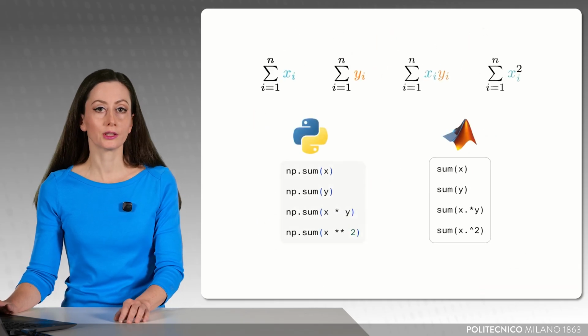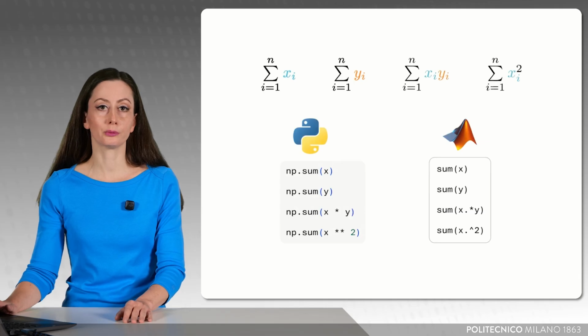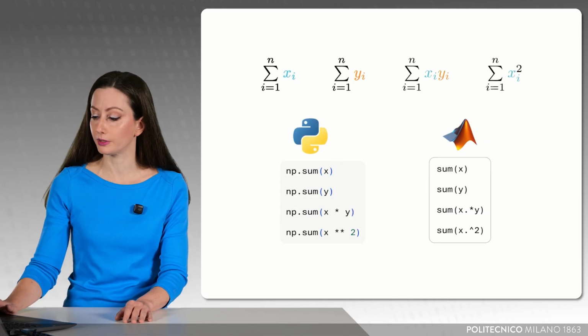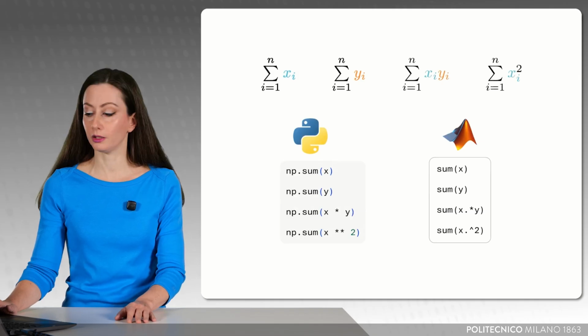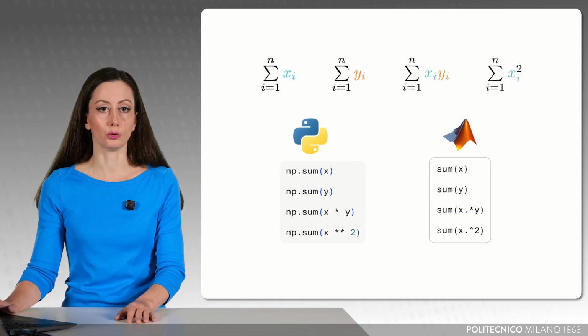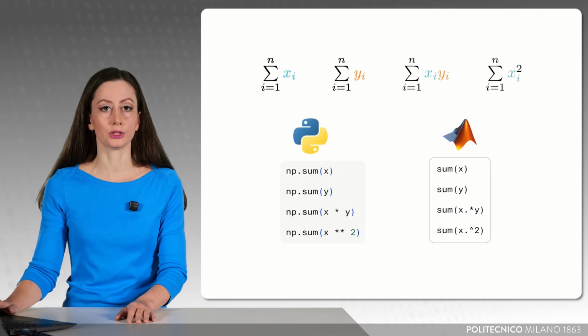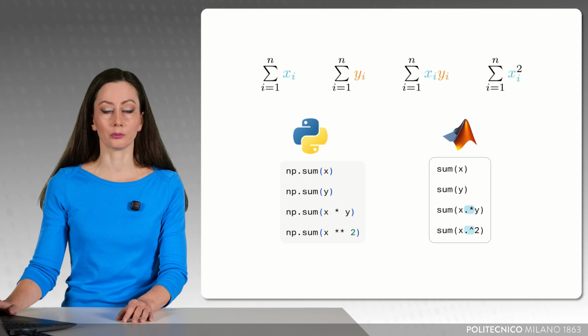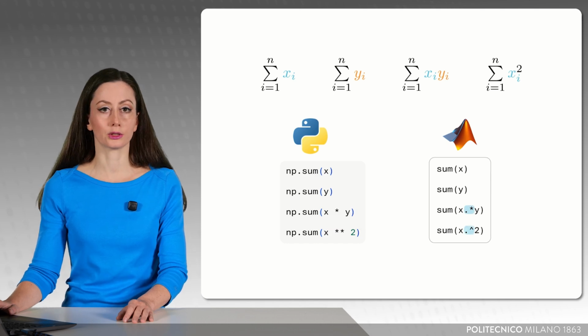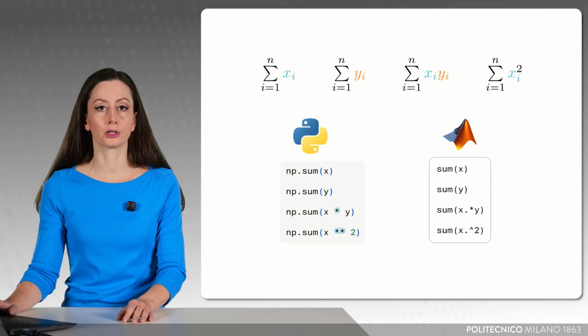To do so efficiently, we first pre-computed the terms that appear multiple times in the formulas. And we used vectorized operations, which allow us to operate directly on arrays, avoiding explicit loops. While the logic is essentially the same in the two languages, a key syntactic difference is that in MATLAB we need to use a dot before operations like multiplication and power to indicate element-wise operation. In Python, with NumPy, on the other hand, element-wise behavior is the default when we work with arrays.